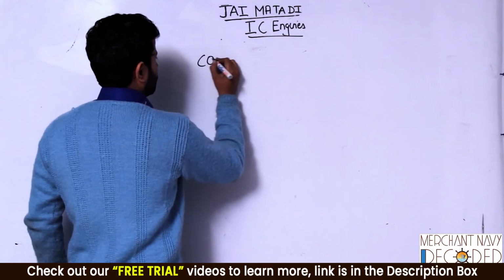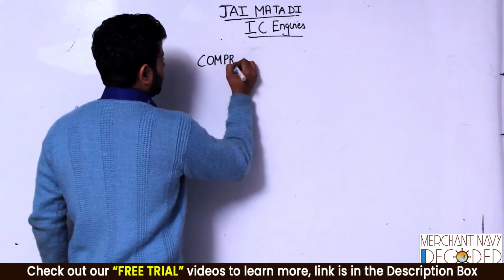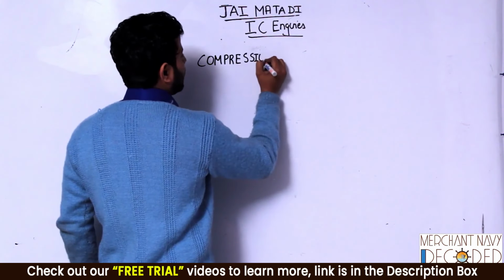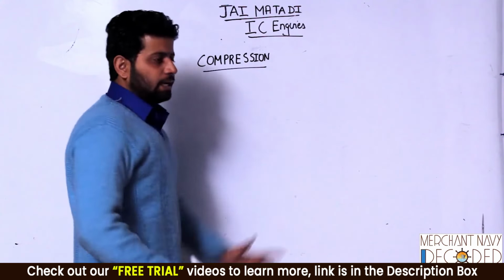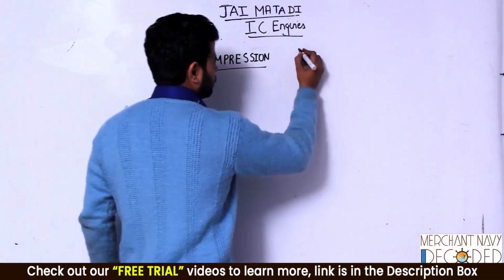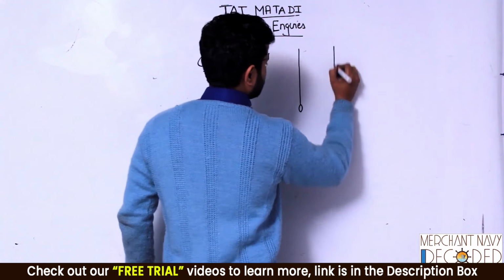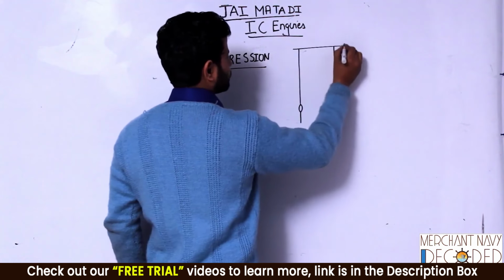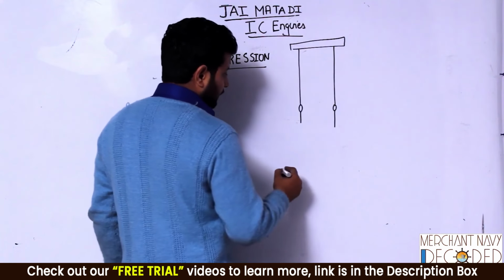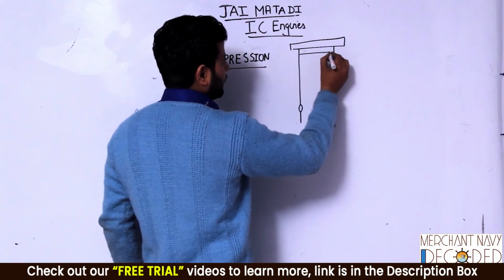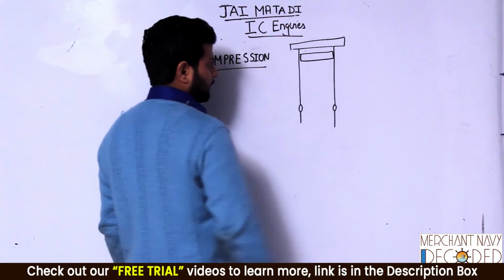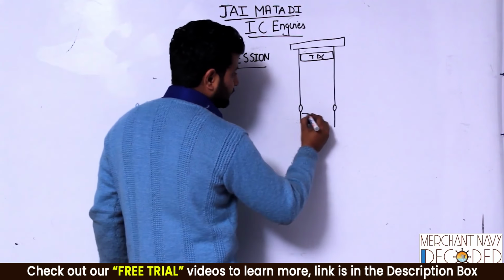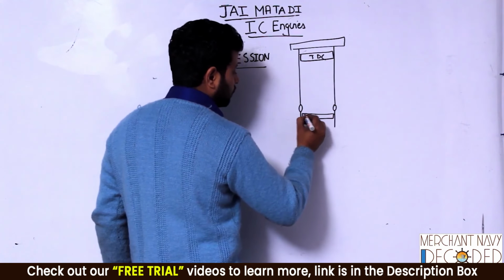Now when I talk about compression ratio, this is going to be important guys. We know that in IC engines, especially the compression ignition engines, we are compressing the air and raising its temperature. So what is happening is simple. When the piston is at TDC, say it reaches maximum over here. This is the piston at TDC. And when the piston is at BDC, it reaches maximum over here.